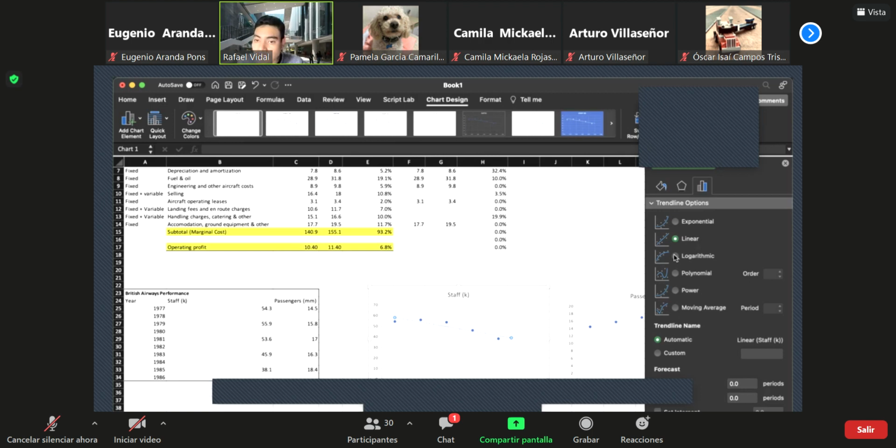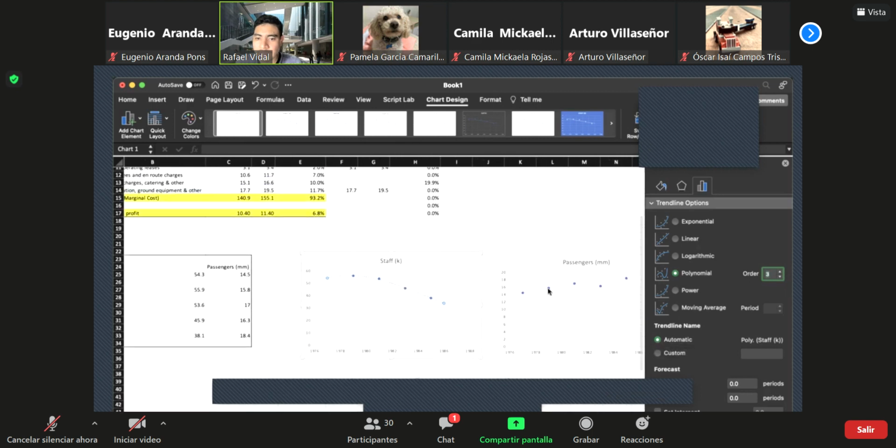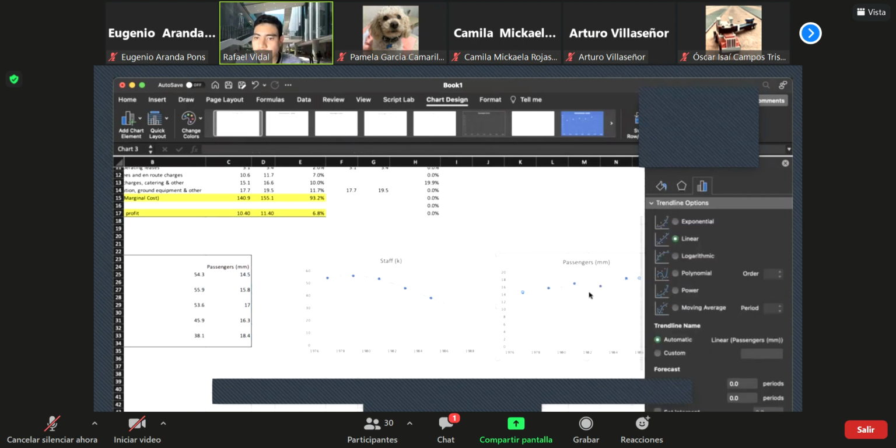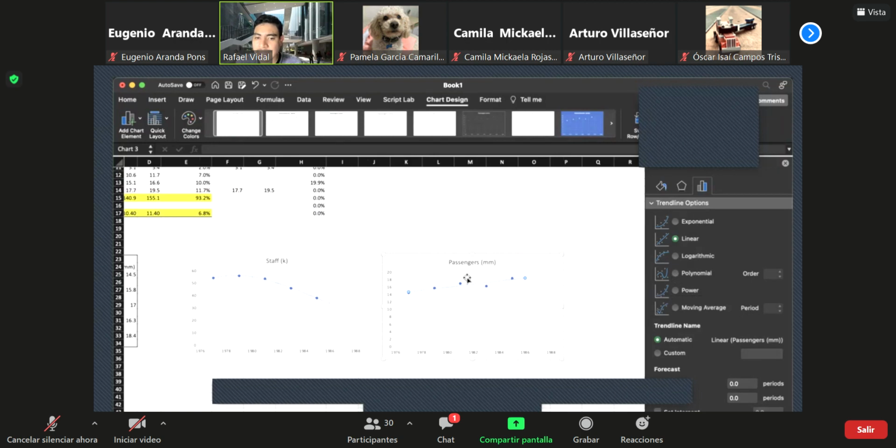So since I know this is kind of a parabolic curve, I can say this is second order. But actually, if I add a third order, it feels more smooth, right? Yeah, I think so. I'm going to do the same for this. I'm going to add a trend line. So it's not linear. Since this is like an S, I'm pretty sure it's like third or fourth order. Okay, 4, I think 4 fits nicely.